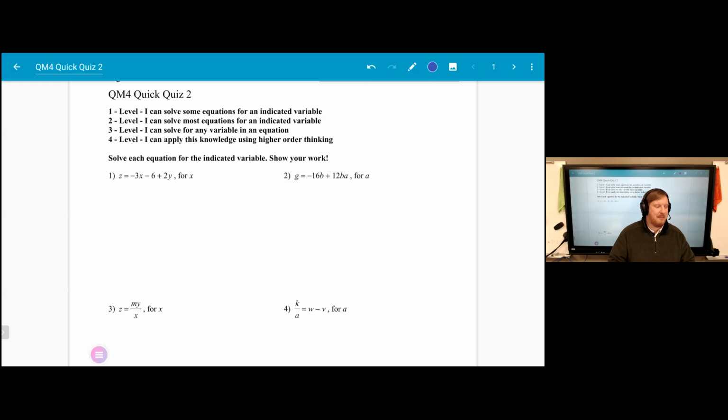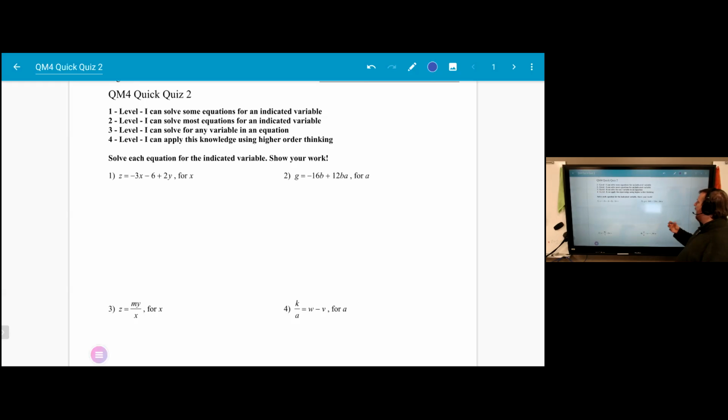All right, Algebra 1, we are back for QM4 Quick Quiz 2. What I'm going to do this time is the evens and then the four-level example. There we go. So we've got G equals negative 16b plus 12ba.